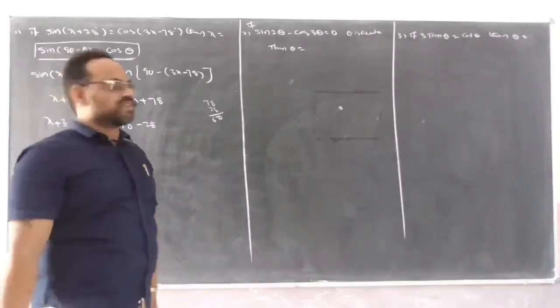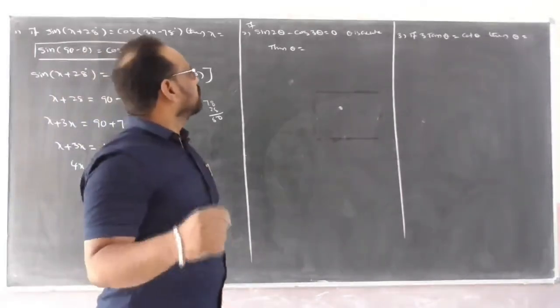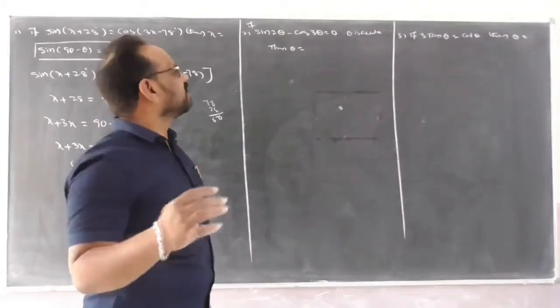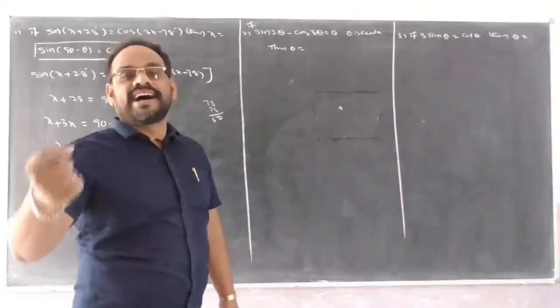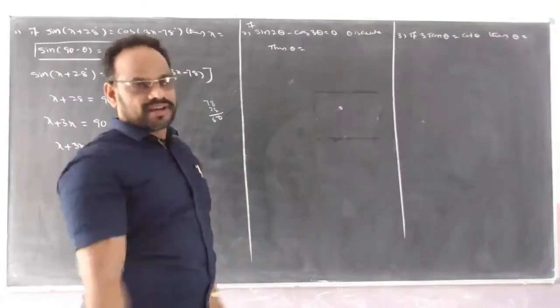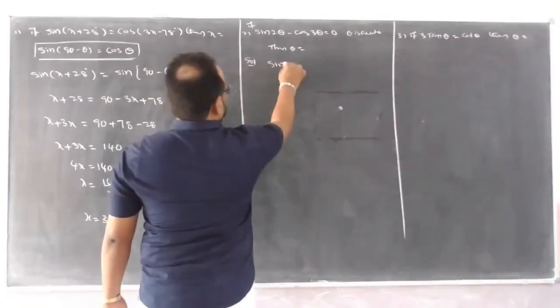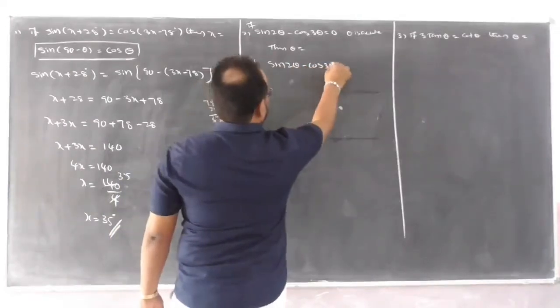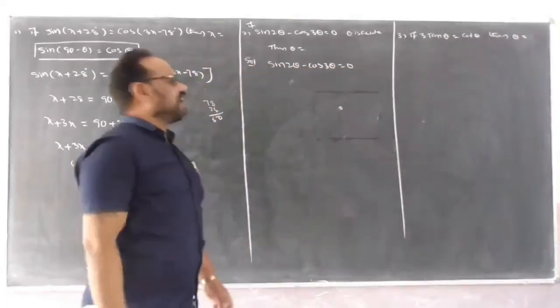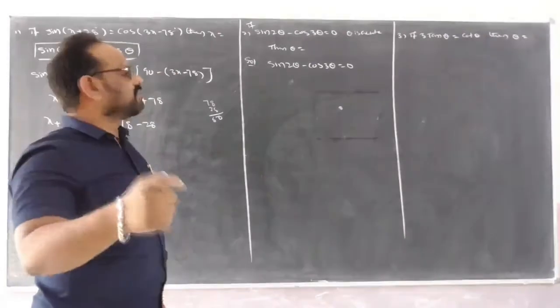Next, second one, observe here. If sine 2 theta minus cos 3 theta is equal to 0, where theta is an acute angle, what is the value of theta? They give sine 2 theta minus cos 3 theta is equal to 0. Theta is the acute angle. We want the value of theta.